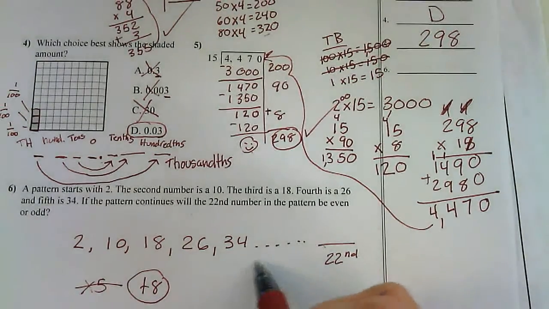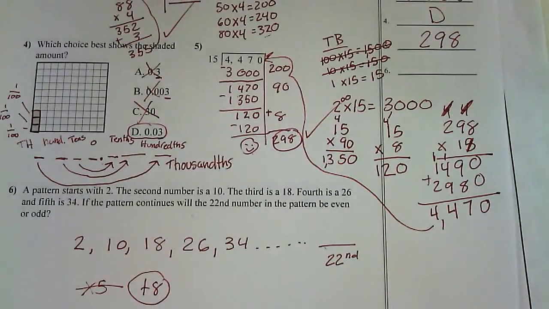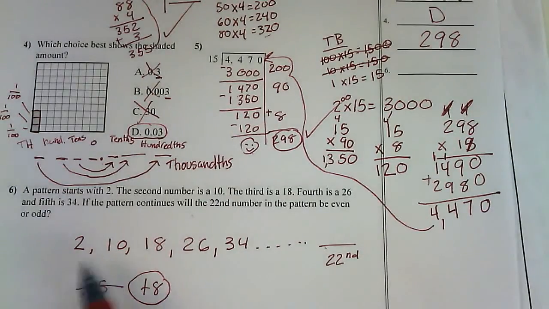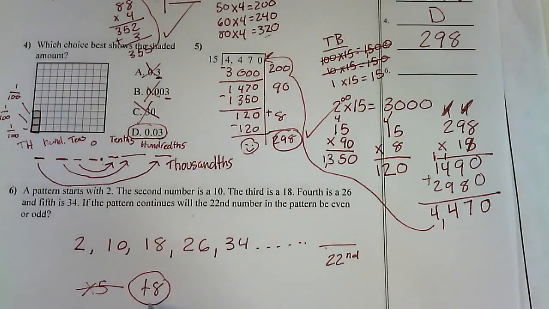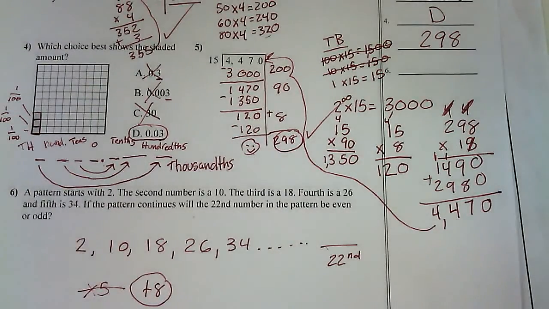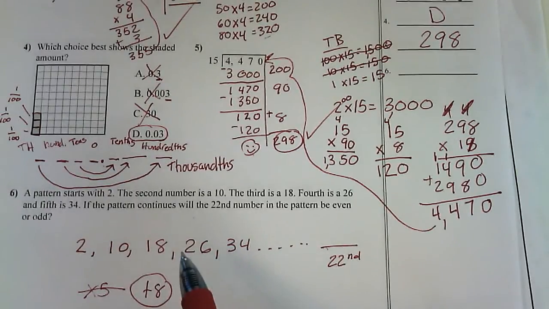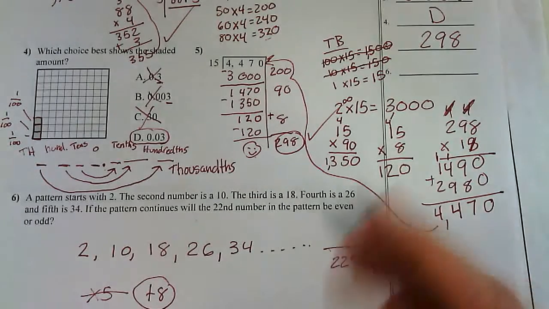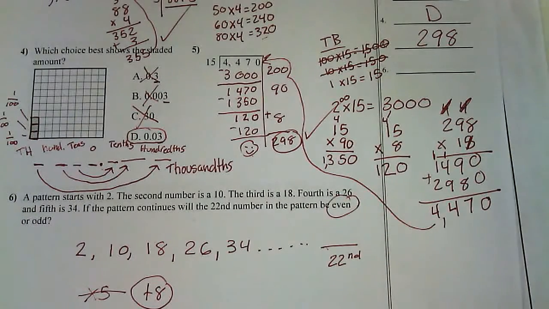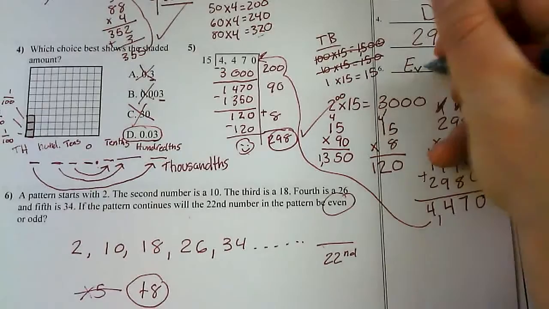Well, I could go through and just keep adding until I get to my 22nd answer, but that's going to take a very long time. So let's use what we know about math. All of my numbers so far have been even. If I have an even number and I add an even number to it, my answer will always be an even number. That will always be the case. So, using what I see and what I know, I can say with very good certainty that the 22nd number in the pattern will be even. And so that is our answer for number 6.